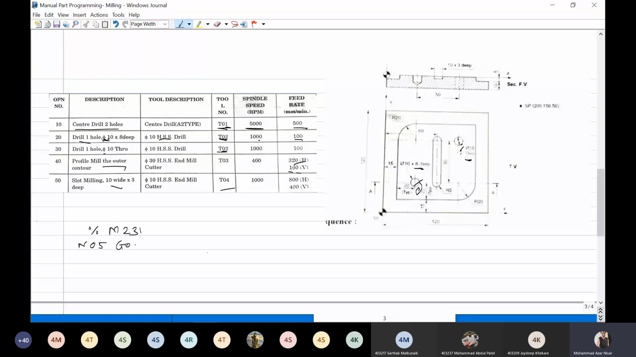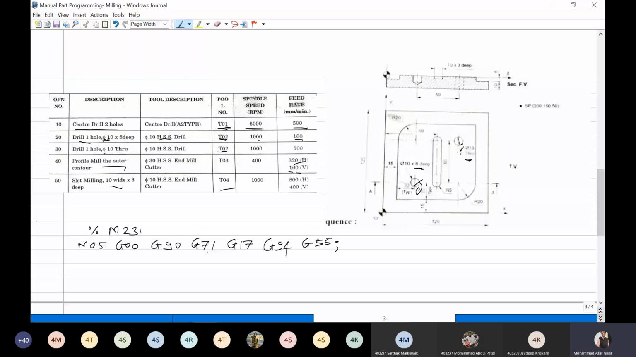G90. In this series of blocks, the tool should move in a rapid way, considering the absolute coordinate system. Then it should consider the units in metric. Then it should consider the XY plane, G17, and G94, because in the question they have given the feed rate in mm per minute, so G94. Then after this you can use any code for saving this workspace 0. I will use G55. Then next N10.